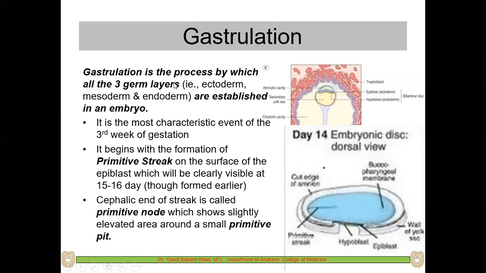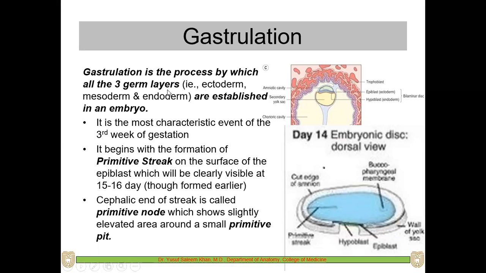So now all the three germ layers are formed within this embryo, which is still in the form of a disc. If you see, this is how it looks, an oval-shaped structure. This is called the bilaminar disc. Now it is changing itself into three layers, which is called the trilaminar disc. So it changes from two layers to three layers. This process is called gastrulation.